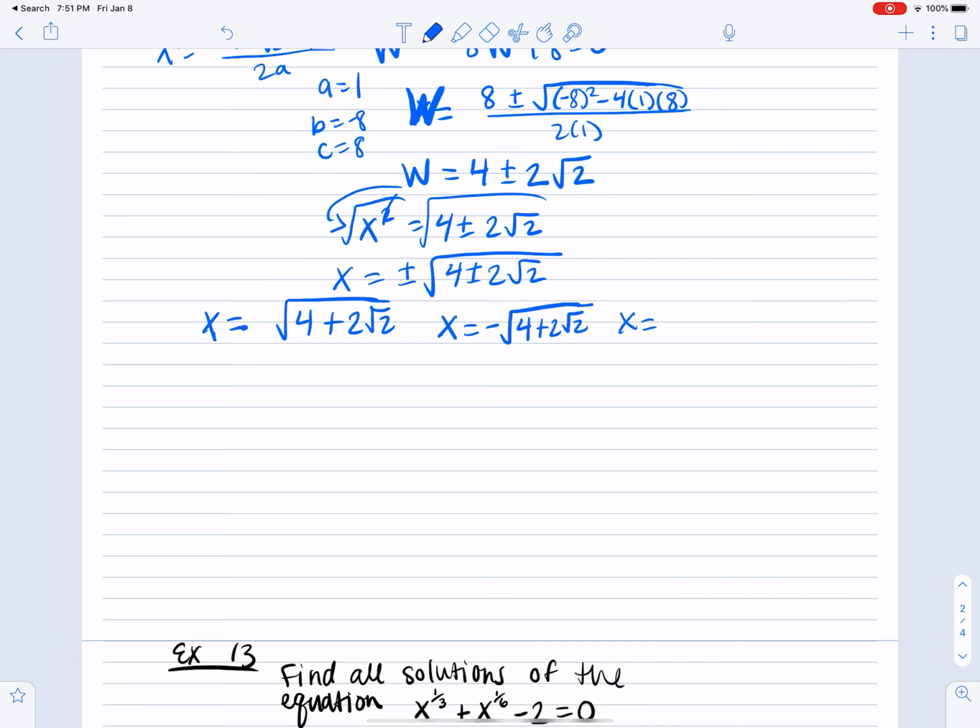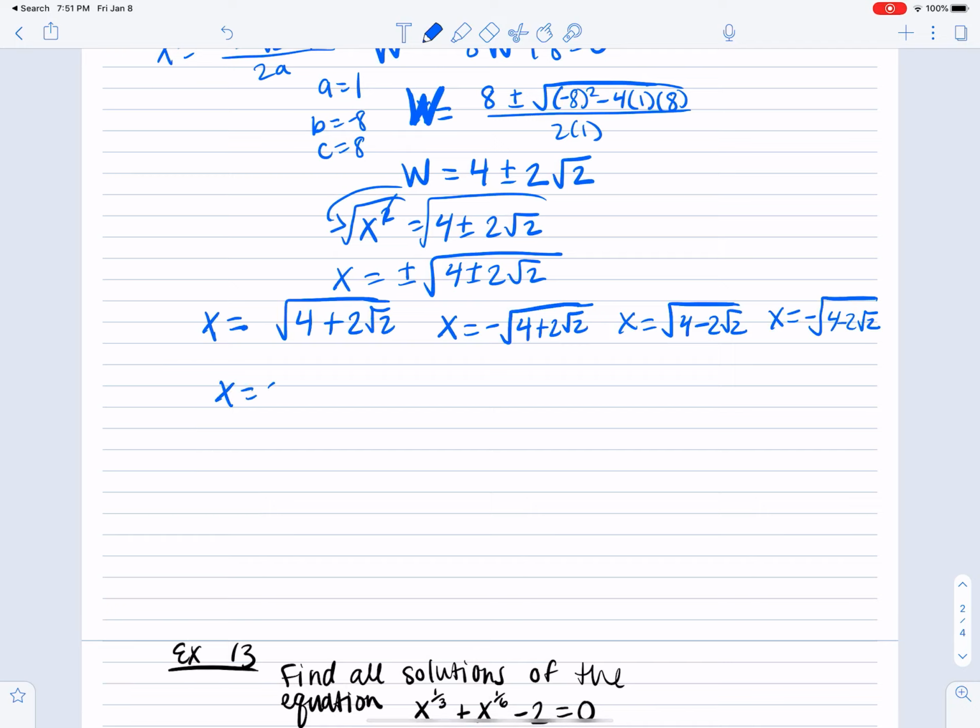The next option is positive square root of 4, and we change the minus on the inside. And the last one is all negatives. Negative square root of 4 minus 2 square root of 2. Or not square root of 2, sorry. Oh yeah, it is. And then if you plug those into your calculator, you get 4 answers.